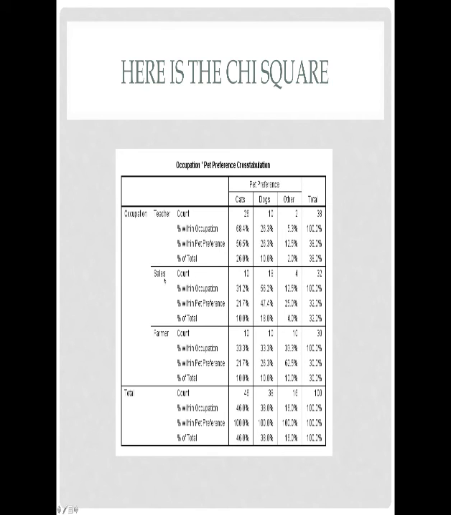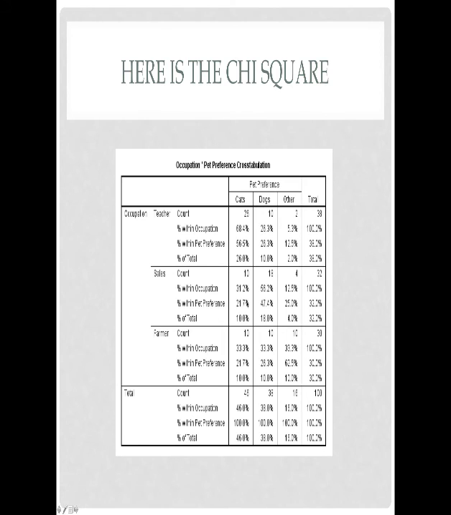Likewise here, you're going to have the salespeople, and this is within the occupation. So out of all the salespeople, which are 32, 31.2% of them like cats, 56.2% of salespeople like dogs, and 12.5% of salespeople like other. This is within the pet preference again. So you keep going the same way.